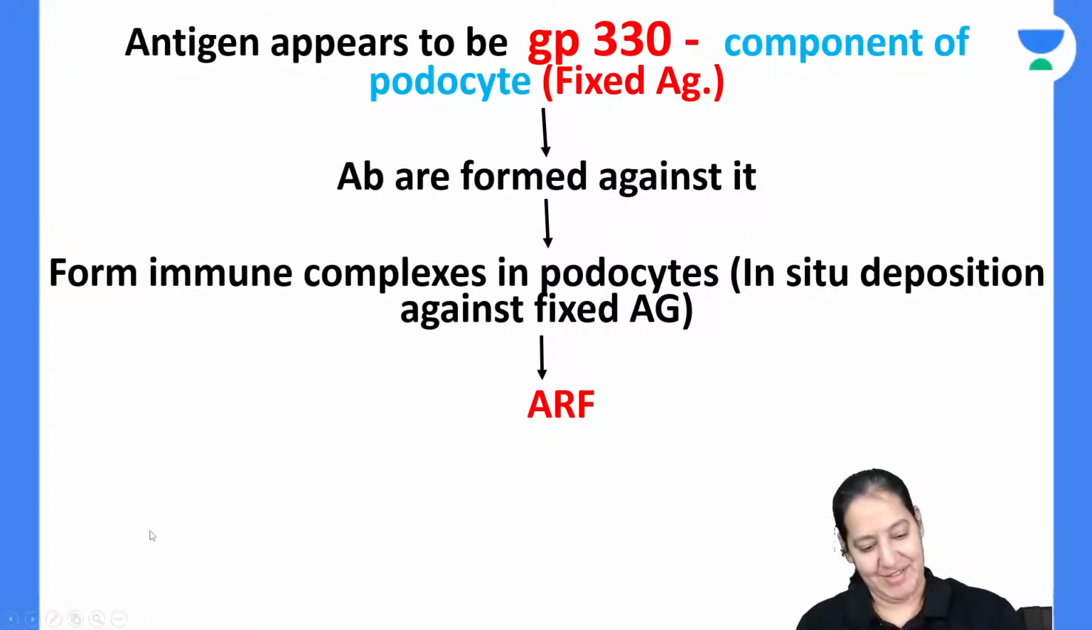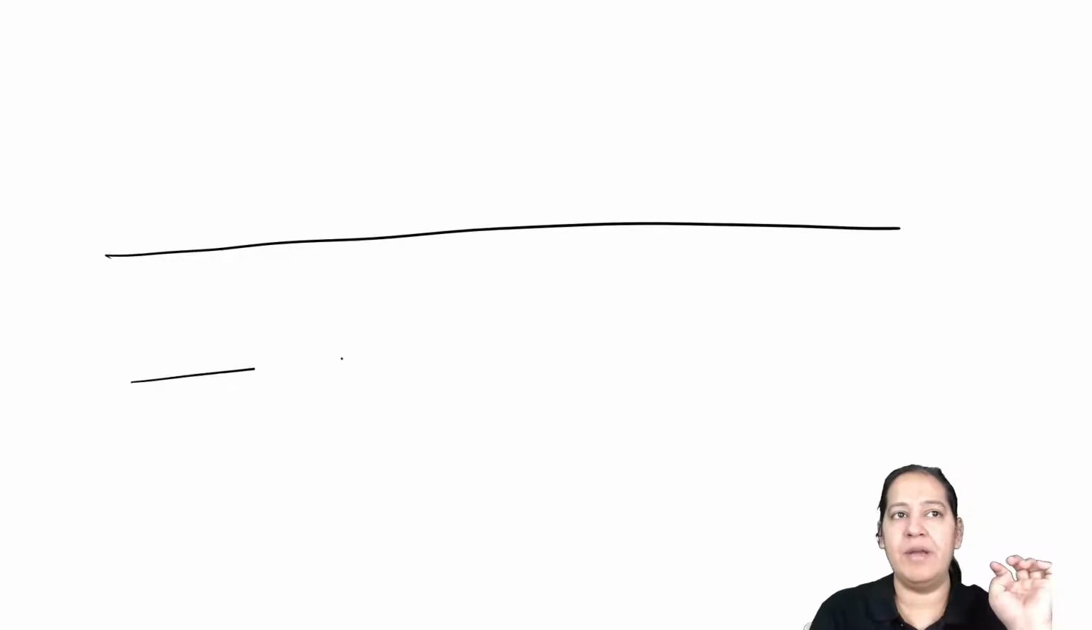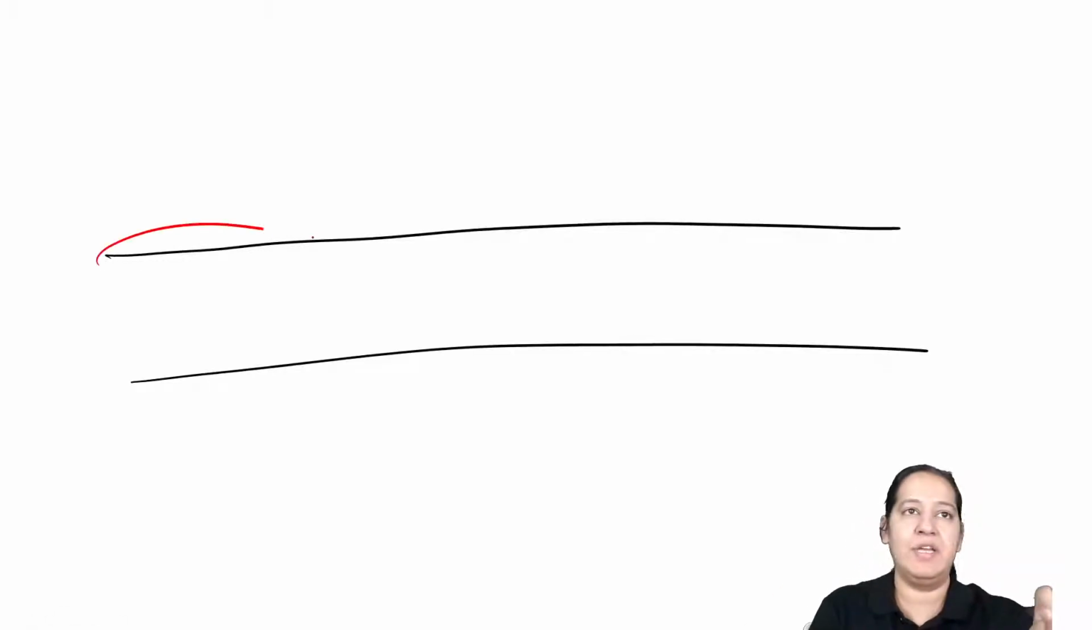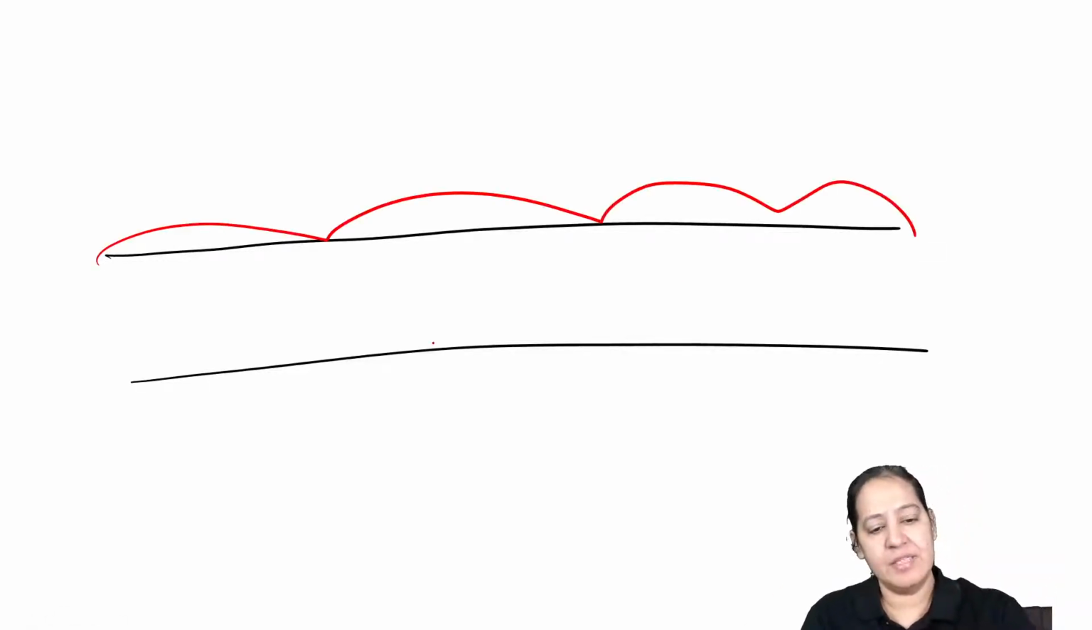GP330. Okay, I will tell you the etiopathogenesis. What is etiopathogenesis? Listen here. Very beautiful. So why is there thickening of the basement membrane? See, in the center, this is the basement membrane. On one side, there is endothelium. On the other side, this is the visceral podocyte.